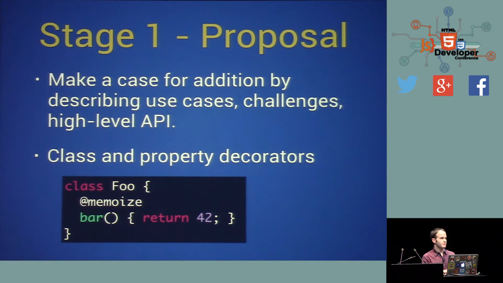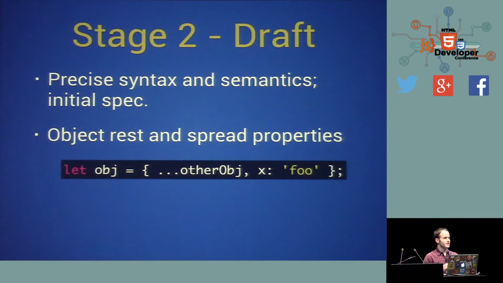The next stage is called the proposal stage, stage 1. At this point, the champion for the feature has made some good use cases for it, and they've even possibly developed a high-level API for it. One we're going to dive into further here is class and property decorators. Next, stage 2, that's the draft stage. At this point, the champions have fleshed out some specific syntax and semantics, so we have an official spec document that's been written up. Another great example that we'll see later on is the object rest and spread operators for objects.